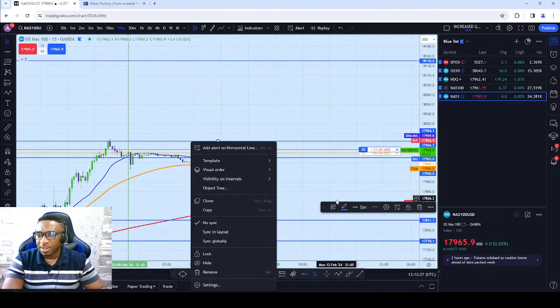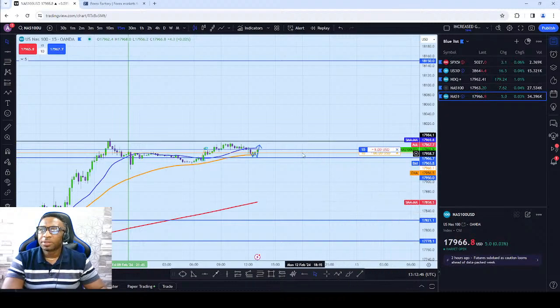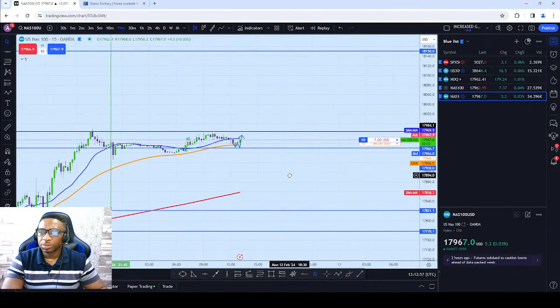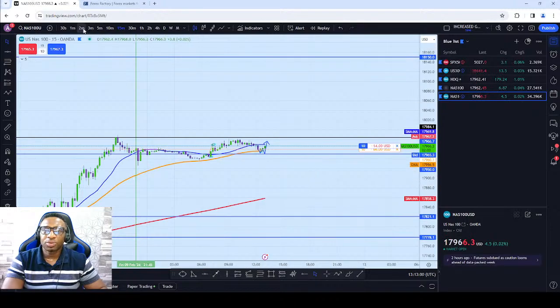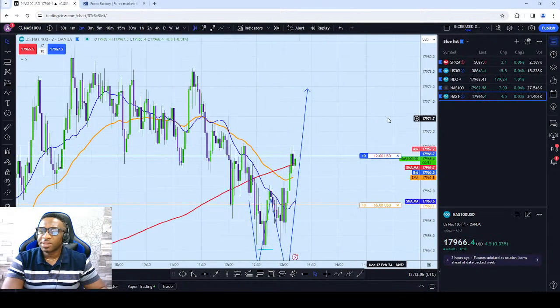Let me change this color to maybe black. Okay, so this is our next area of concern on the NAS. So we'll wait and see what happens. Let's go back to 2 minutes. We wait and see what happens.